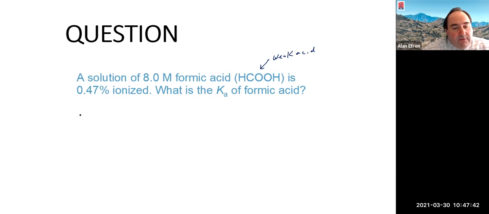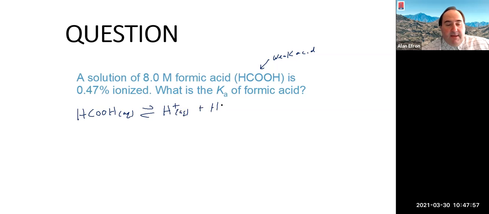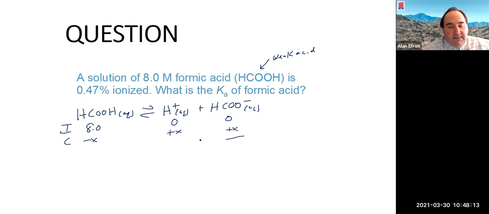If we approach this like a traditional weak acid problem, we would set up our ICE table, where formic acid drops an H+ and makes the formate ion. Initially we have 8 molar. This would be 0, this would be 0. The change is minus X, plus X, plus X. At equilibrium, it would be 8 minus X, X, and X.